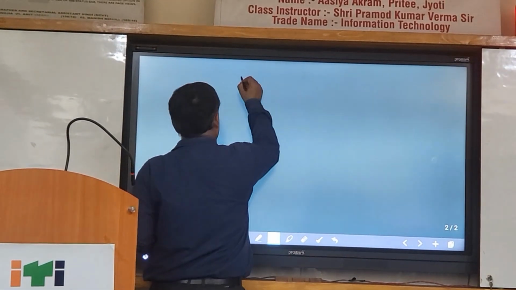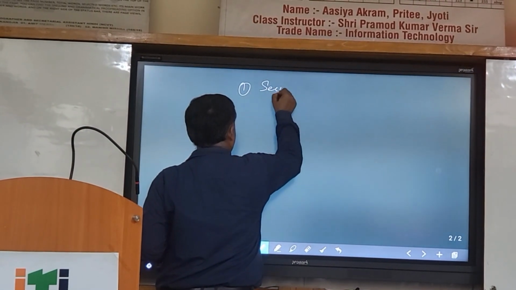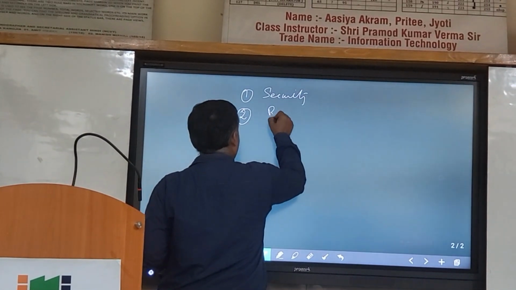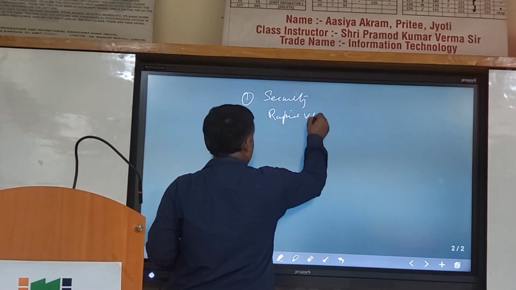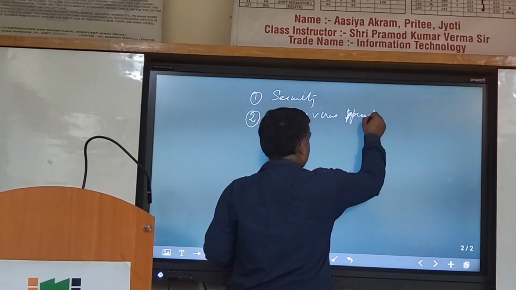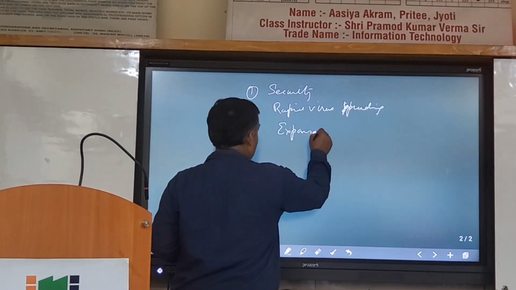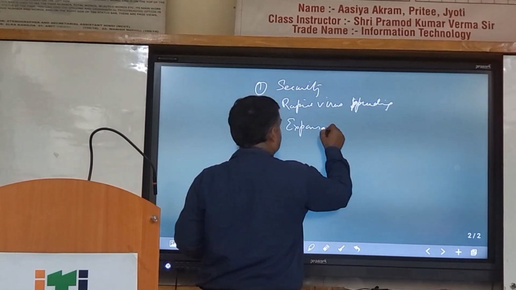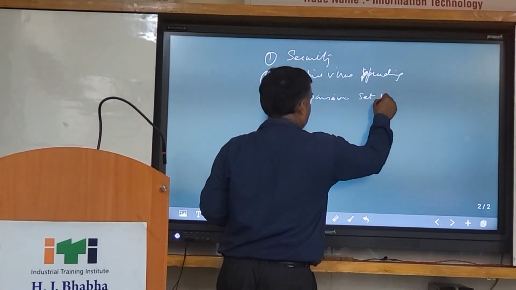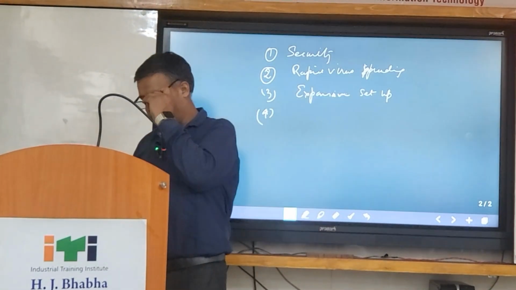Okay. First was security. Second was rapid virus spreading possibility. And the third one is that expensive software and expensive hardware have to be procured for setting up the networking.